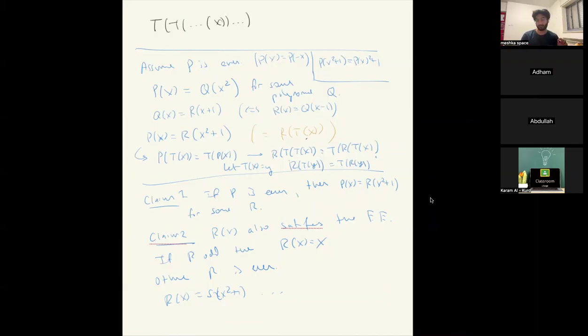And why does it have to stop? Because the degree is getting smaller each time, right? We know the degree of R is half of the degree of P. The degree of S is half of the degree of R. And so at some point we must stop because the degree is getting smaller.